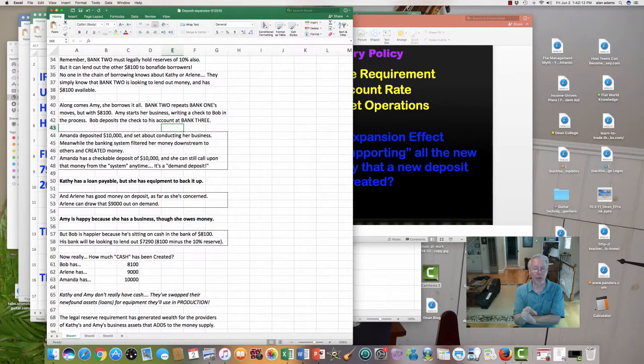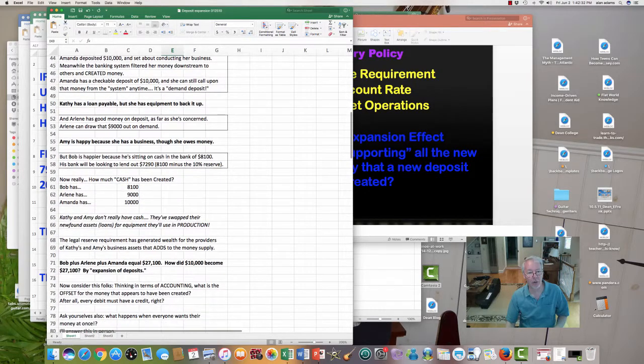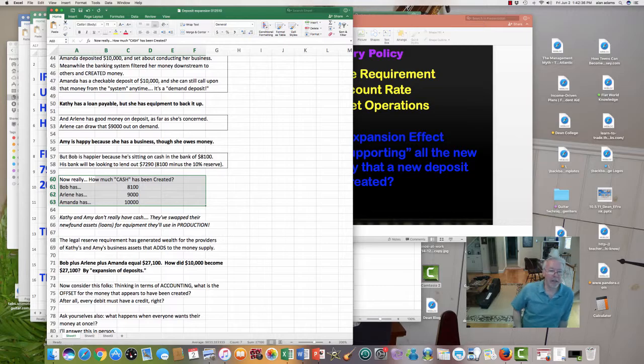But let's look at it from the viewpoint of the people who received the money. Amanda, as far as she's concerned, has $10,000 in the bank, okay? Arlene, who sold equipment to Kathy, has $9,000 in the bank. And Bob just received $8,100. Now his bank is going to hold back 10% of that and loan to someone else. So money is being created. How much cash has been created so far? All right, Amanda has 10 grand, Arlene has 9 grand, Bob has 8,100.